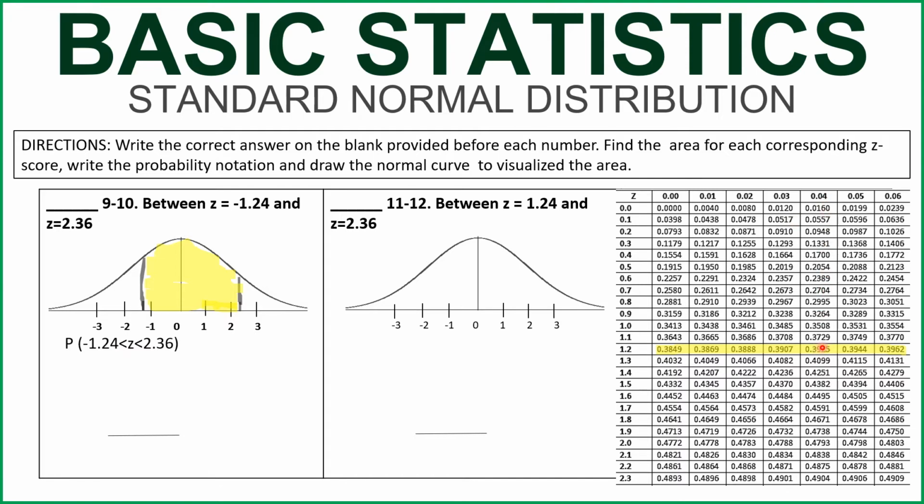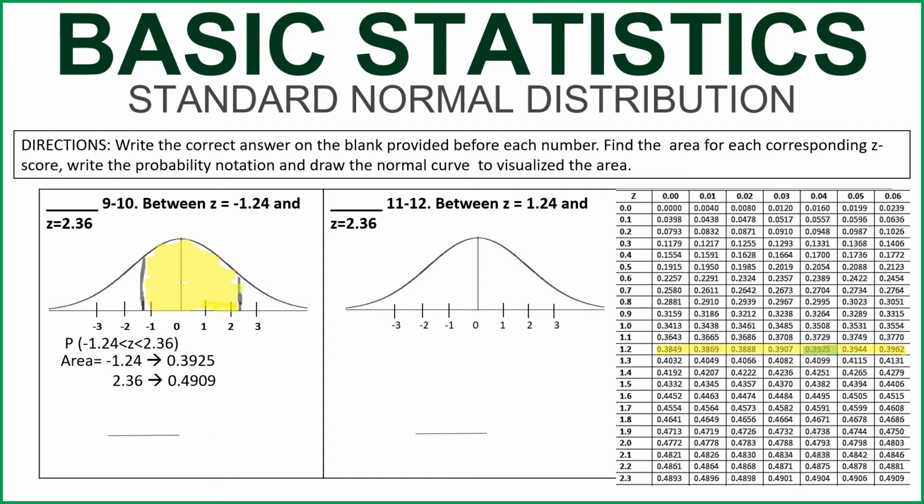So, nagko-cross siya dito. So, let's shade it. 0.04. Nag-cross siya sa 0.3925. So, that is the area of -1.24. So, how about 2.36?